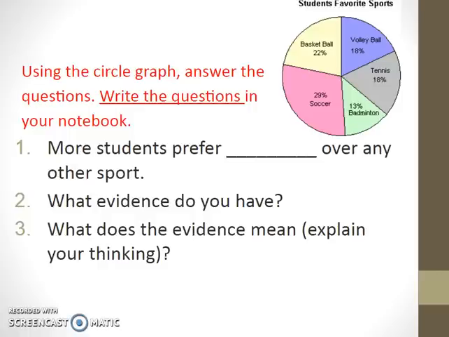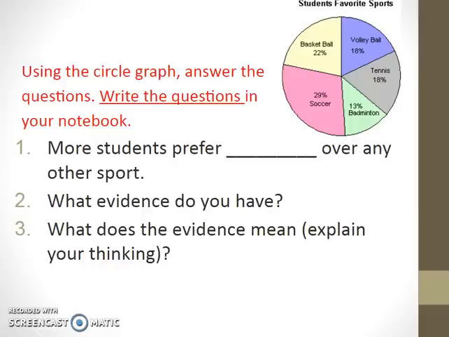Well, number 1 is your claim. Number 2 is your evidence. Number 3 is your reasoning. So what can we say? More students prefer what? Soccer. That's probably your answer. More students prefer soccer over any other sport, according to the circle chart.